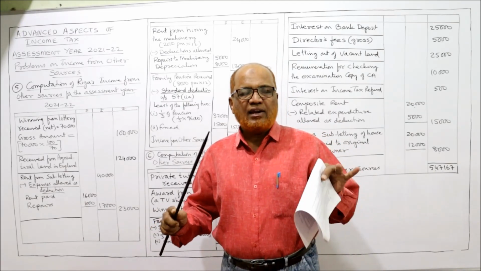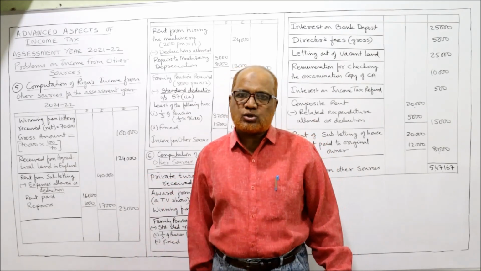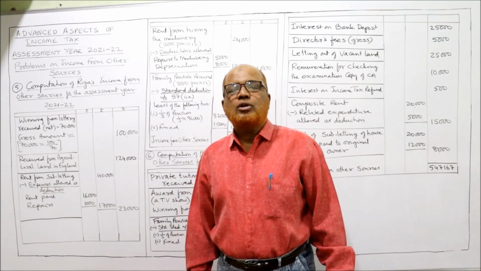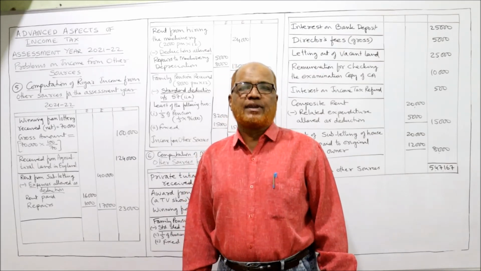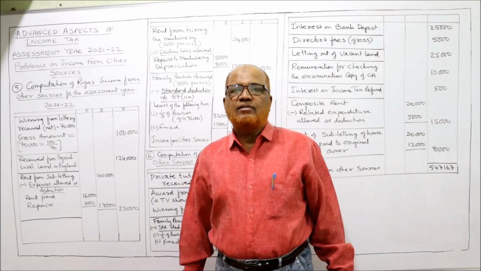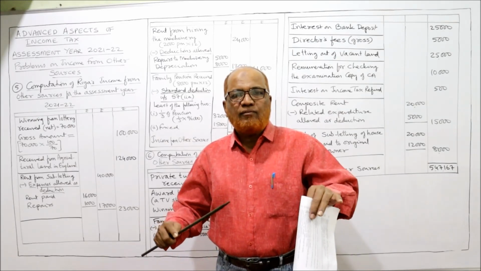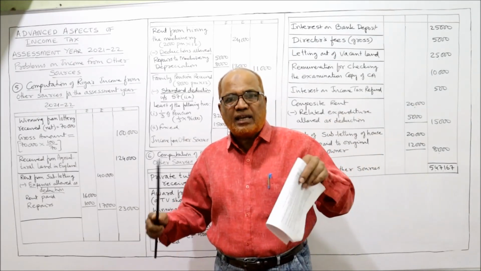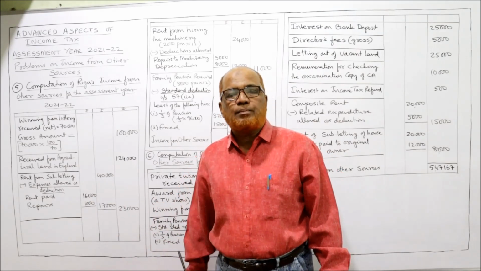Actually, winning from lottery is a casual income. It is taxable under the income from other sources. But according to the provisions of Income Tax Act, gross amount should be taken. When the word received is given, it is the net amount. The winner, the lottery winner, what he receives is the net amount. But we need the gross amount. So how to gross it up?